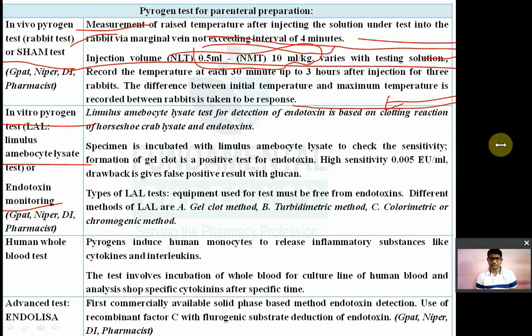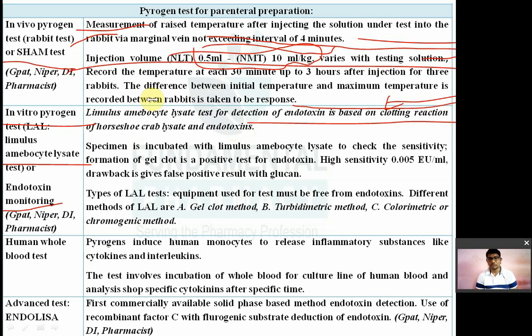Limulus Amoebocyte Lysate: it is a test for detection of endotoxin based on the clotting of horseshoe crab lysate and endotoxin. आप बोलेंगे horseshoe crab lysate क्या होता है? So it is nothing but the blood of that खेकड़ा. Horseshoe crab मतलब खेकड़ा, एक तरीके का खेकड़ा रहता है, उसका ब्लड निकाल के, वो सेंसिटिव रहता है पायरोजन के लिए बहुत ज्यादा. So it is the Limulus Amoebocyte Lysate test for detection of your endotoxin.